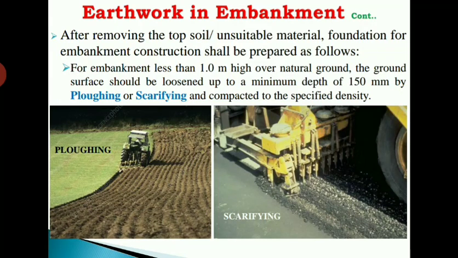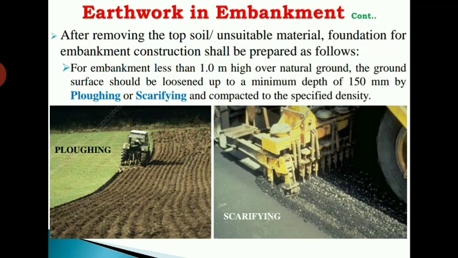So in such cases, as per the design, you are going to design the height of that embankment also, right? So for an embankment less than 1 meter height over the natural ground, the ground surface should be loosened up to a minimum depth of 150 mm. So in the first case, if the embankment height is less than 1 meter compared to the natural ground, we need to loosen that soil up to a minimum depth of 150 mm.